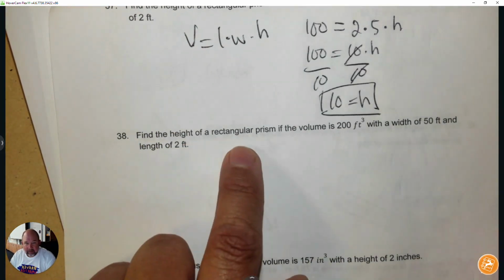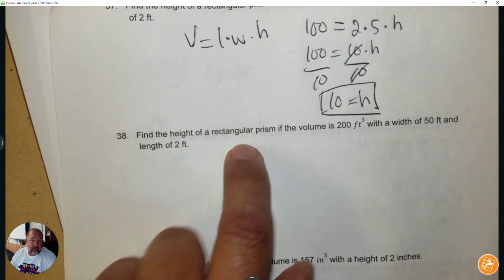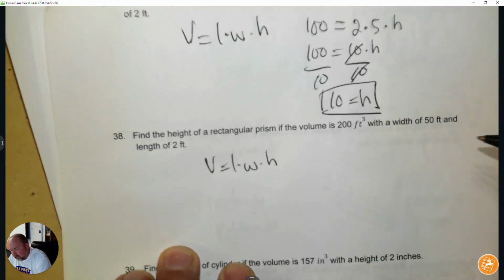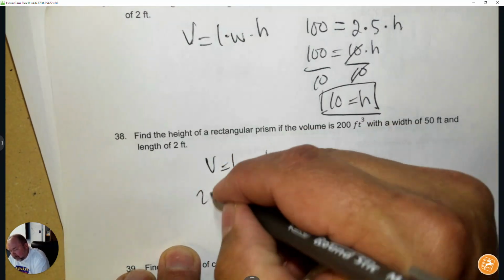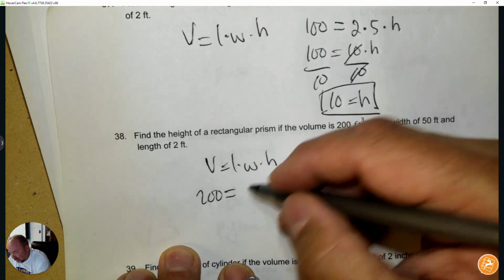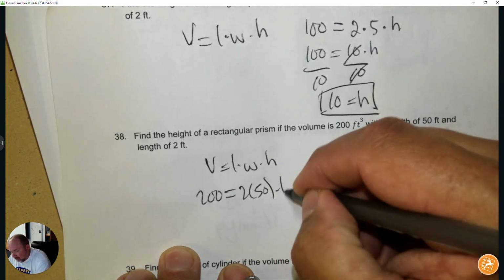Find the height of a rectangular prism if that's the volume. So again, same formula. I'm looking for the height. So the volume is 200. The length and width are 2 and 50. And then find the height.